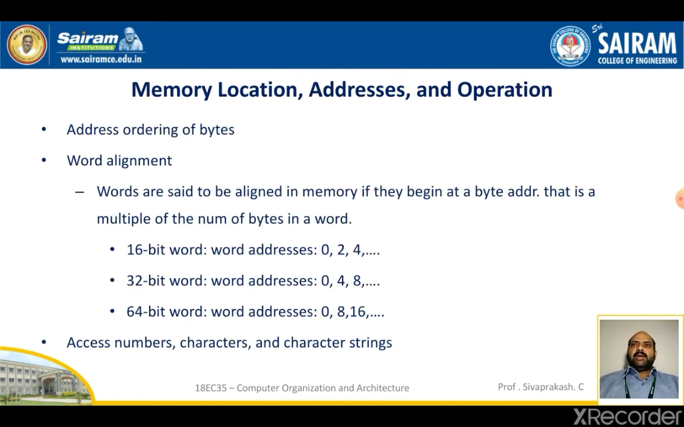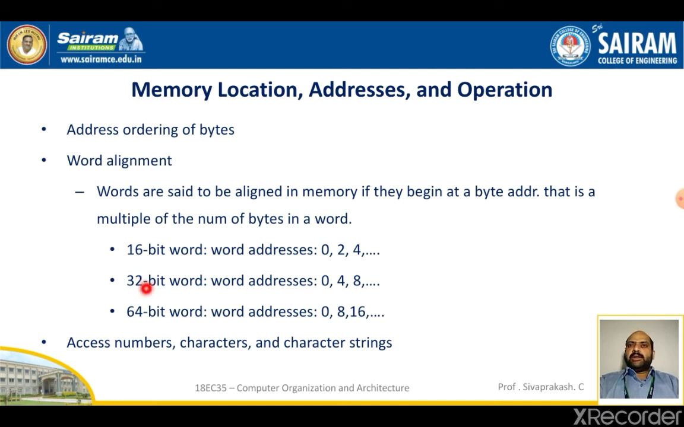Now, how is word alignment represented? Words are said to be aligned in the memory if they begin at a byte address that is a multiple of the number of bytes in a word. For example, if the word length is 16 bit or 2 bytes, aligned words begin at byte addresses 0, 2, 4, and so on.